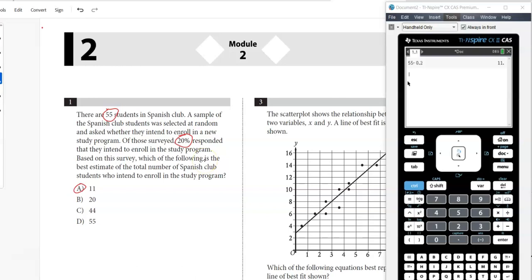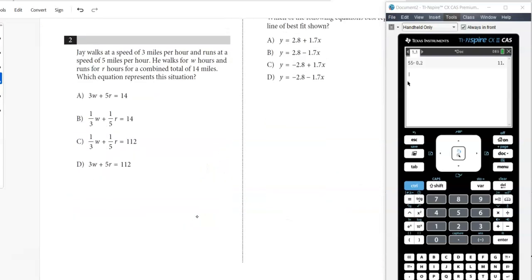This next one. Jay walks at a speed of 3 miles per hour and runs at a speed of 5 miles per hour. He walks W hours and runs for R hours, for a combined total of 14 miles. So which one is the correct answer? My first thought is I always use the DIRT equation, distance equals rate times time. It looks like there's a total of 14 miles, so we might be adding up the distances here. So distance 1 plus distance 2 equals the distance total is the framework we're setting this up with.